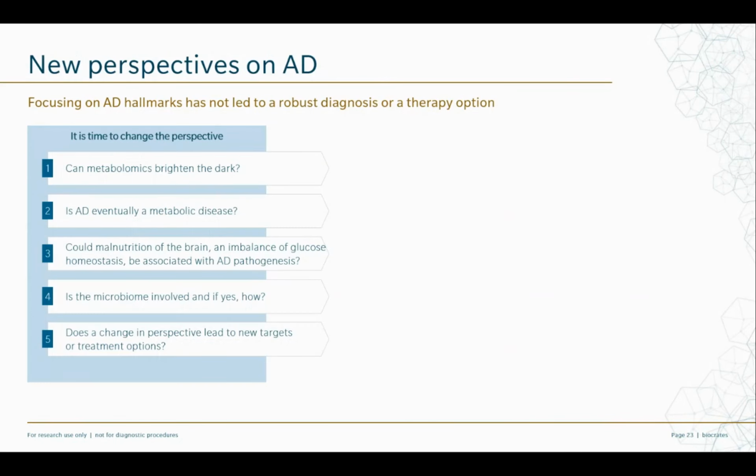Focusing on the hallmarks of Alzheimer's disease has to date neither led to a really robust early diagnosis nor to successful therapy options. So maybe it is time for us to change our perspective. Can metabolomics probably contribute to brighten the dark? Can Alzheimer's disease be considered a metabolic disease? Could malnutrition of the brain lead to Alzheimer's disease? Is the microbiome involved in the pathogenesis? And may a change in perspective lead to new treatment options? So these are the questions we'll try to answer in the remaining presentation.